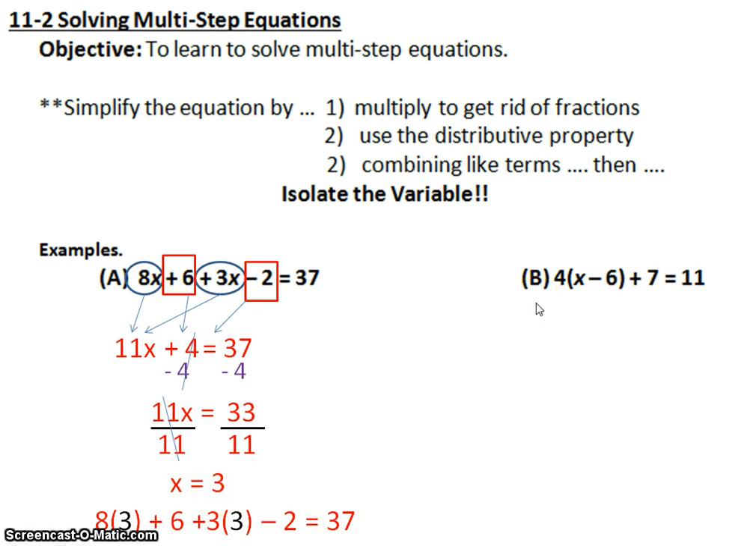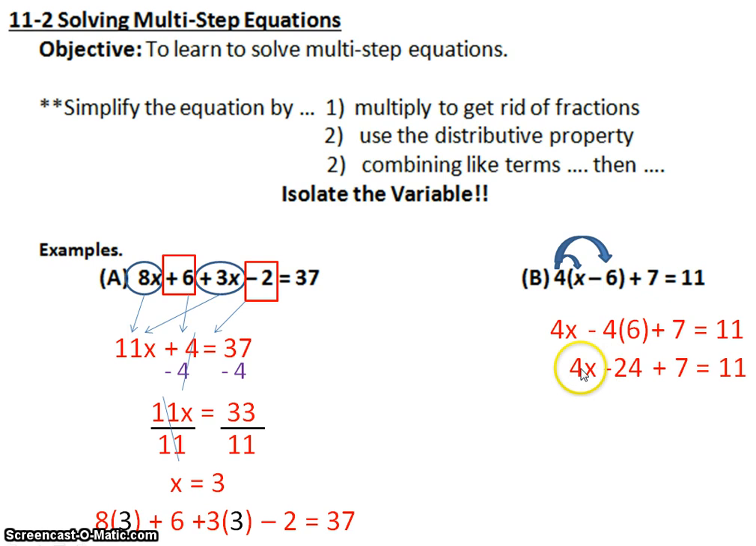Now let's take a look at example B. In example B, there are no fractions to get rid of, but there is the distributive property. Using the distributive property, we're going to use 4 times x, which will come out to be 4x, and then 4 times 6, which will be 24. However, we're going to bring this subtraction sign down. And then the rest of the equation, plus 7 equals 11. So now 4 times 6 is 24, but remember we're going to subtract that from 4x, bring down the plus 7 equals 11.